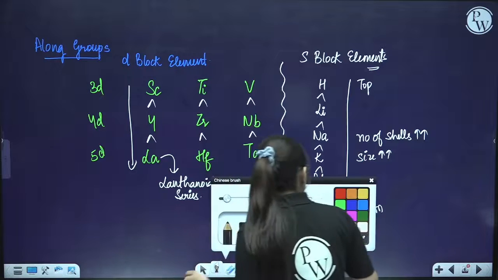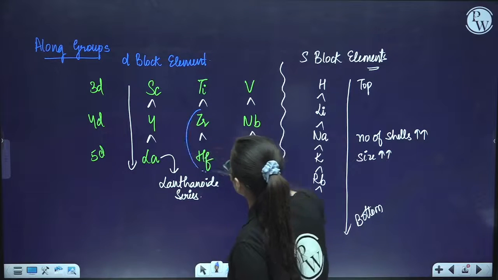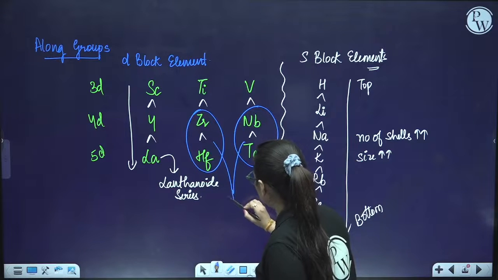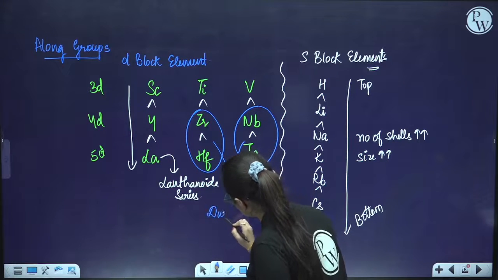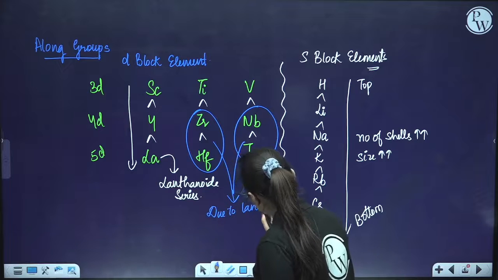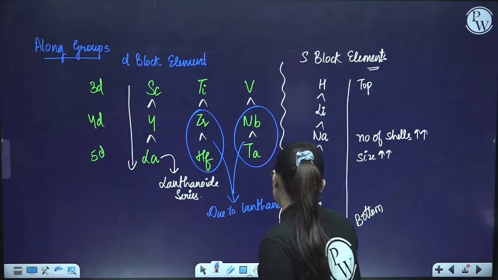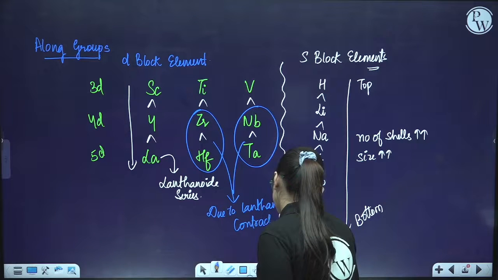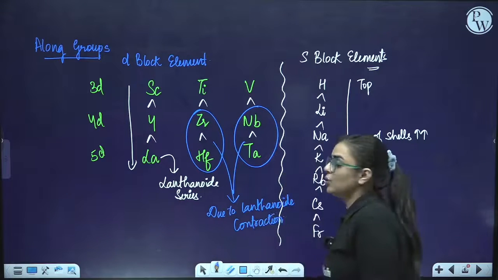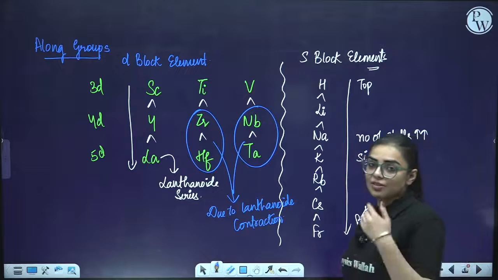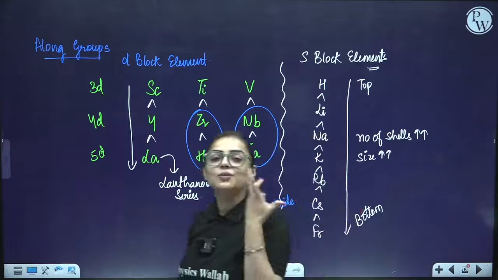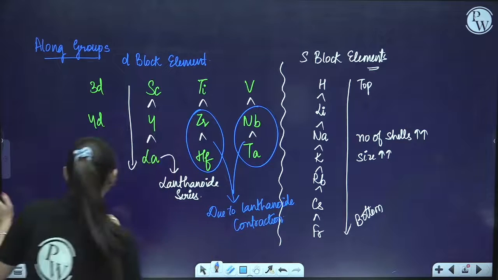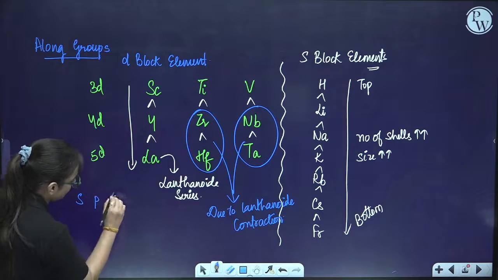But in actual, there will be an exception over here and over here. Why? Due to lanthanoid contraction. Now, what does lanthanoid contain? Lanthanoid contains F block elements, and we know that we have S block, P block, D block and F block.